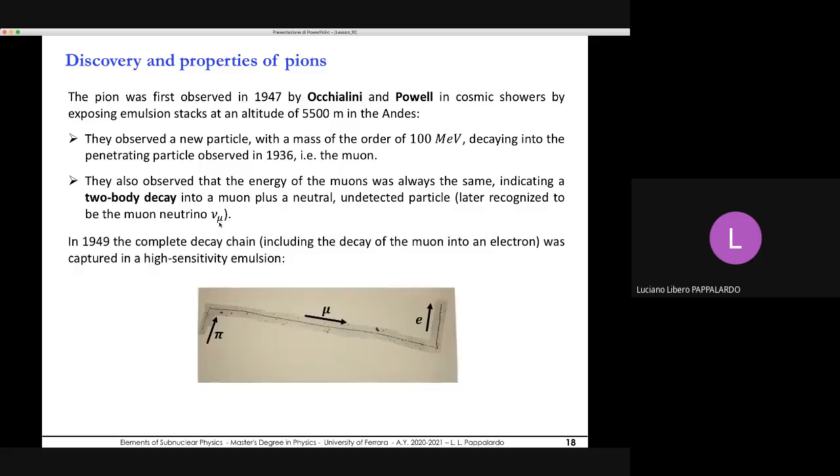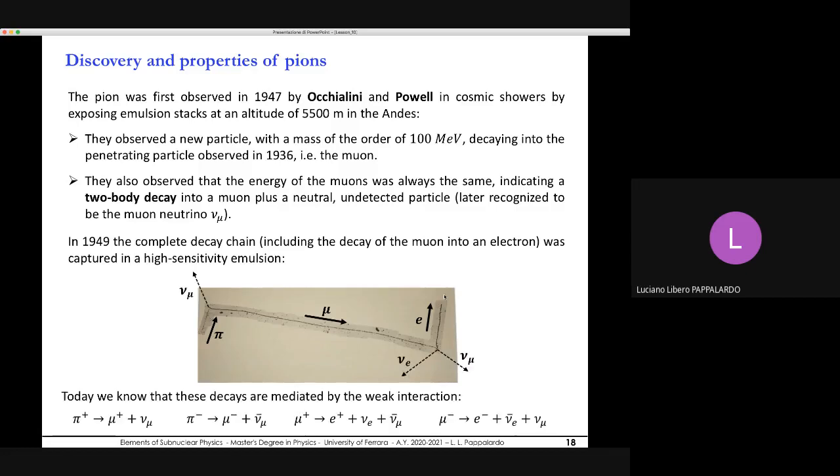And in 1949, the complete decay chain was captured in a high sensitivity emulsion in one of these cosmic ray experiments. So people were able to detect the track of the incoming pion. Then at a certain point, the pion decayed into the muon, and then the muon further decayed into the electron. Today we know that, of course, these decays are regulated by the weak interactions. So the full expression of the decay has to take into account also the corresponding neutrinos, the way they are reported here. And this will be studied, of course, in the weak interaction chapter.